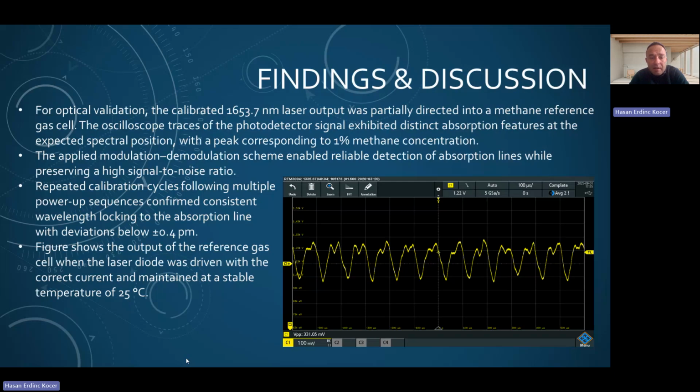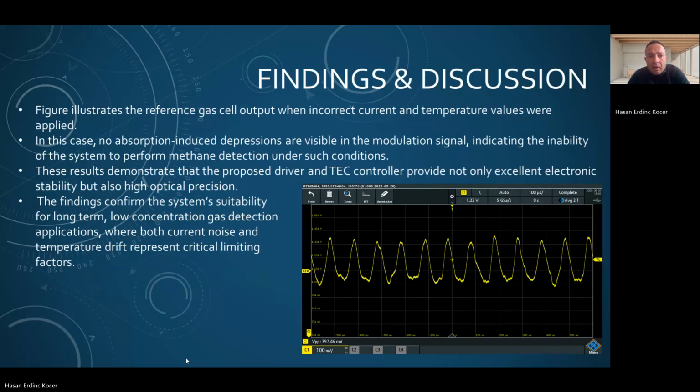with the correct current and maintained at a stable temperature of 25 centigrade degrees. And this figure illustrates the reference gas cell output when incorrect current and temperature values were applied. In this case, no absorption-induced depressions are visible in the modulation signal, as you can see, indicating the inability of the system to perform methane detection under such conditions.